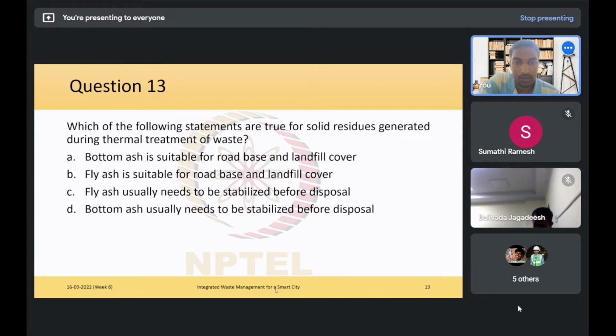Okay, so let's look at the correct one. It is actually A and C. Bottom ash is more suitable when we are laying the road as a road base, or to use it as a landfill cover. And with respect to stabilization, fly ash needs stabilization or treatment so that it is not toxic before we dispose it into the landfill. So those are the correct statements.